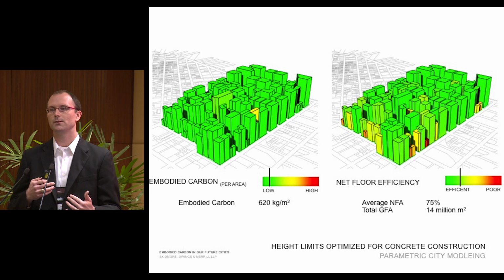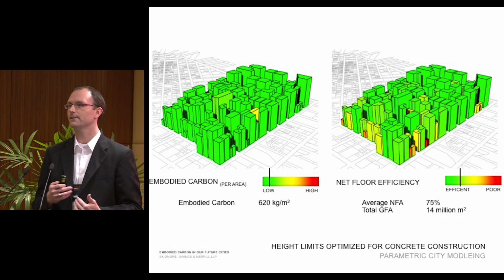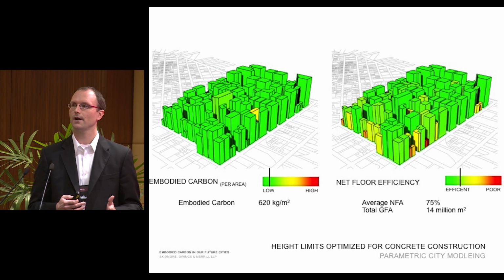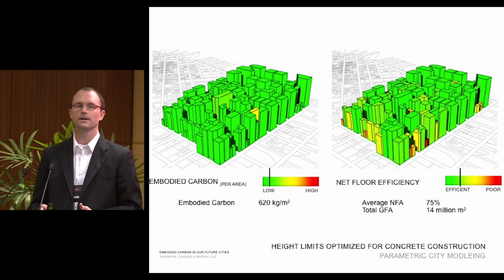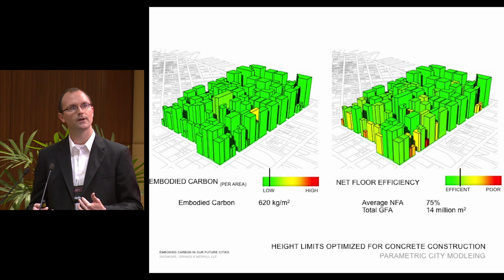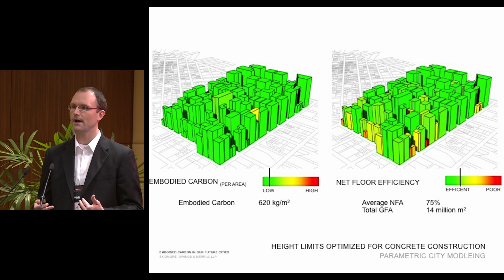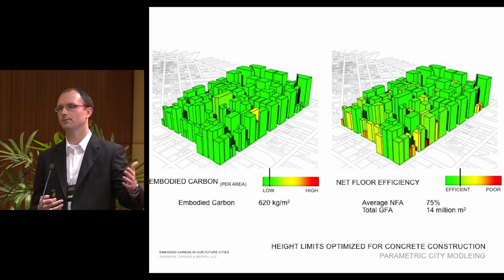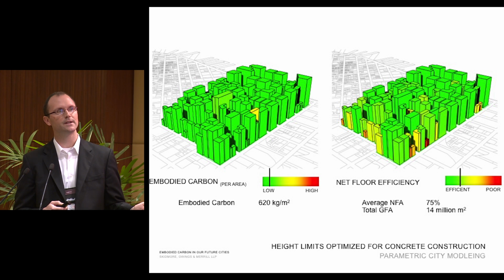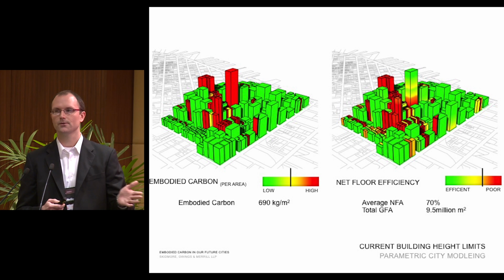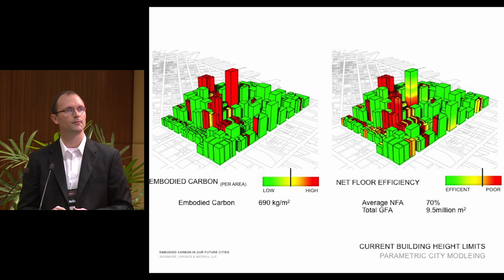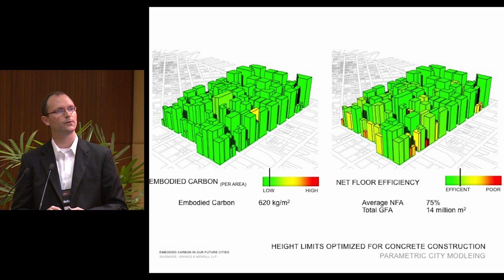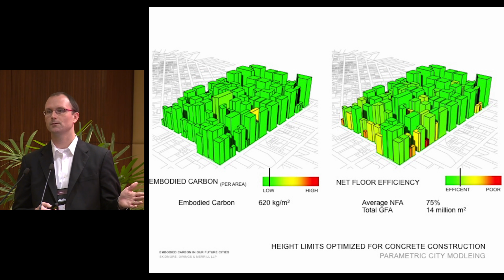Now, if we took those buildings and optimized their height, say, for concrete construction, having a 75% net floor area using concrete, we see that, yes, we can have a very dense urban area. And again, this is prototypical, in terms of these being the optimal heights for the buildings, which, as you can see, vary from the actual heights currently allowed by the city codes. But we also see that it's very sustainable.